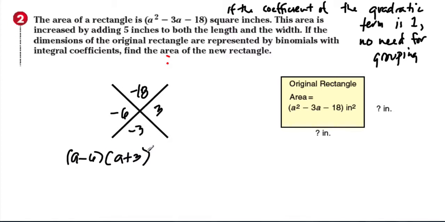So you simply write what you have on your x. So that's a minus 6 and a plus 3. So the factors of a squared minus 3a minus 18 would be a minus 6 and a plus 3. Okay, so let's move on.